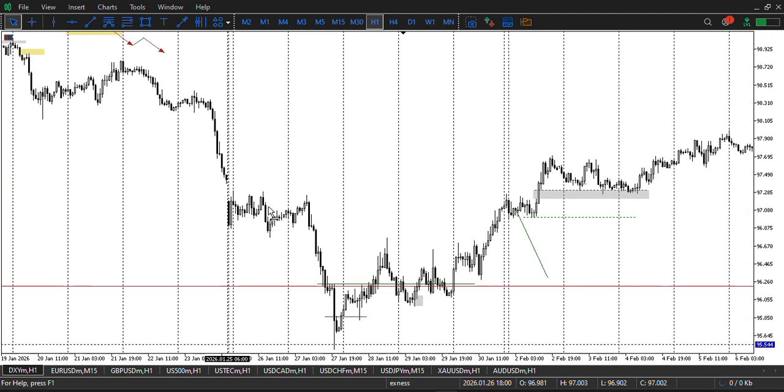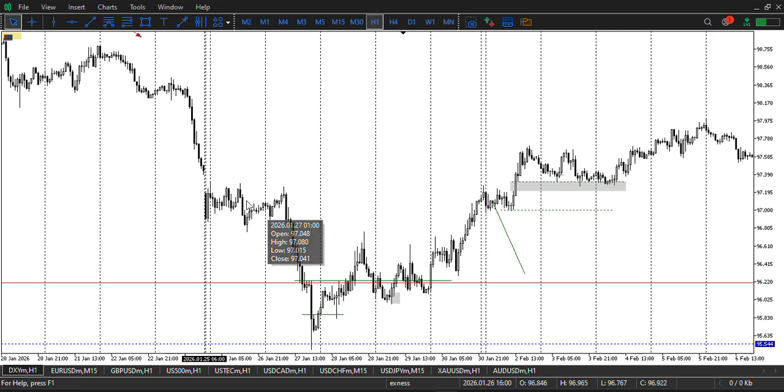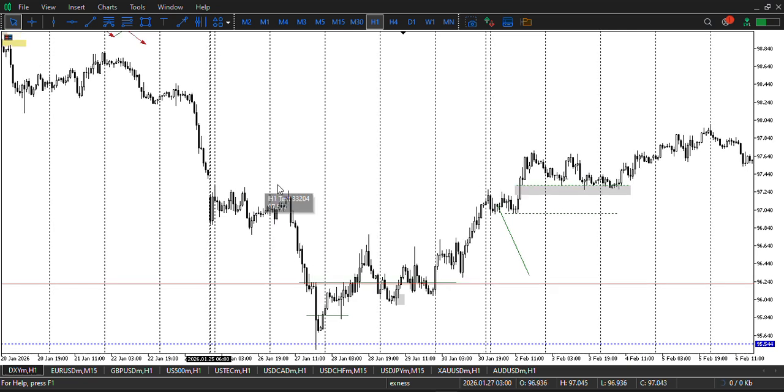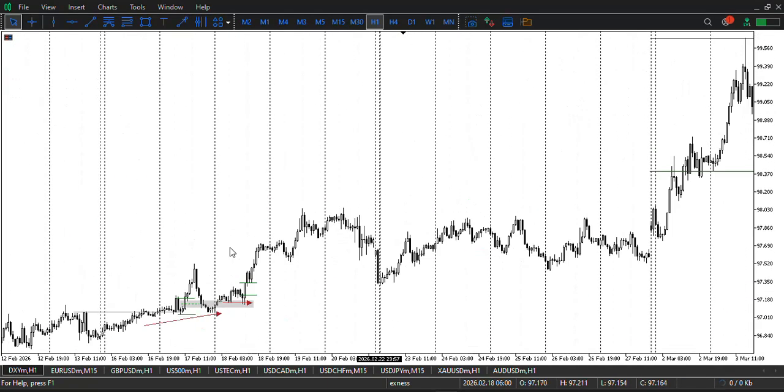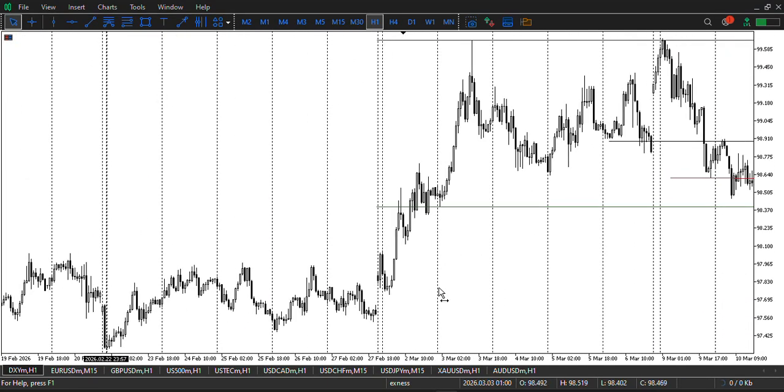Another example, Monday close as consolidation here. What do you see? You don't see a manipulation of its high. All you see is an intra-session displacement, and you look for a reaccumulation there for a short. One more example.